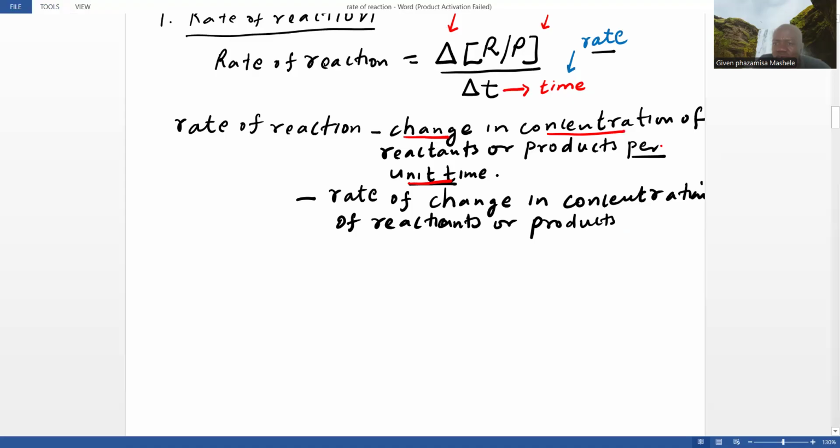But if you don't want to use the word per unit time, you have to say rate of change in concentration of reactants or product. That is the general definition of the rate of reaction. But there are other definitions that I'm going to talk about later. Actually, this has to tell us how fast or how slow the reactants or the product will change in terms of concentration.